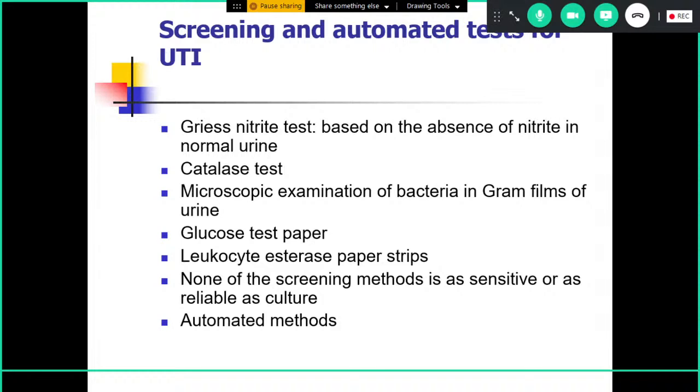You can use a leukocyte esterase paper strip indicating pus cells. Remember that none of these screening methods is as sensitive or as reliable as culture. Culture is the gold standard. There are also some automated methods, but culture on standard media is what we are following.